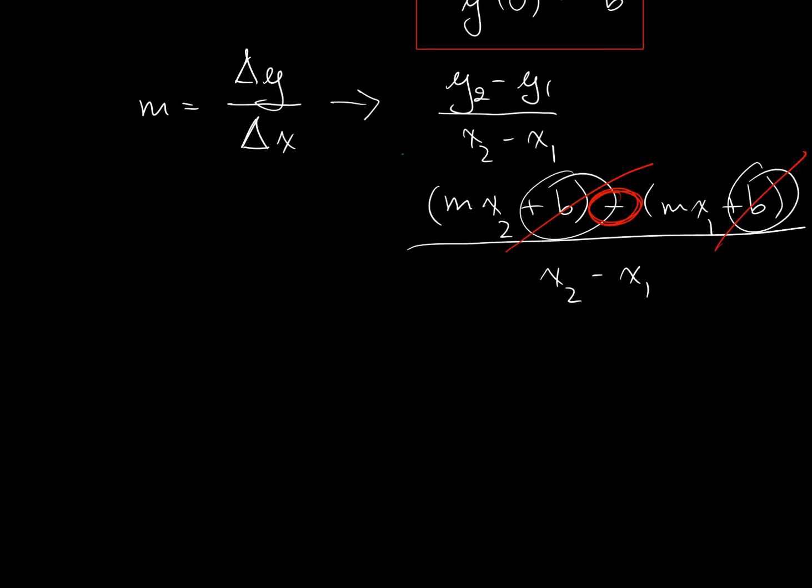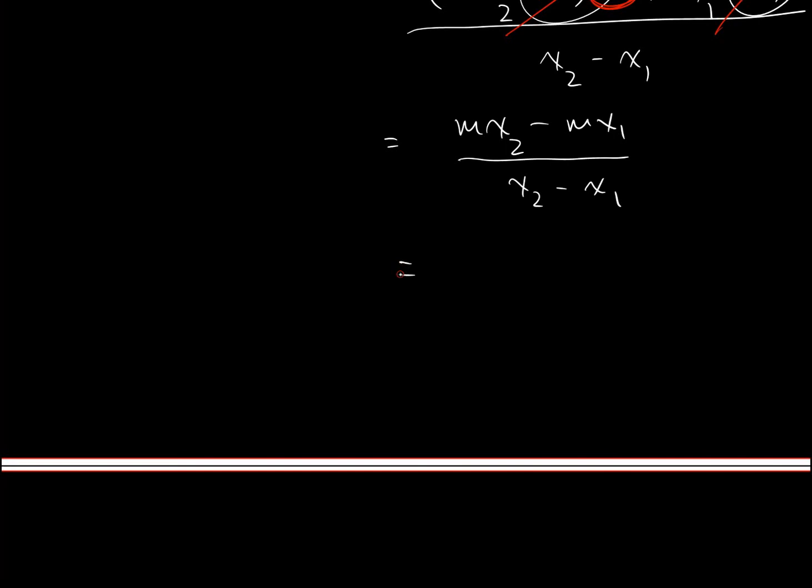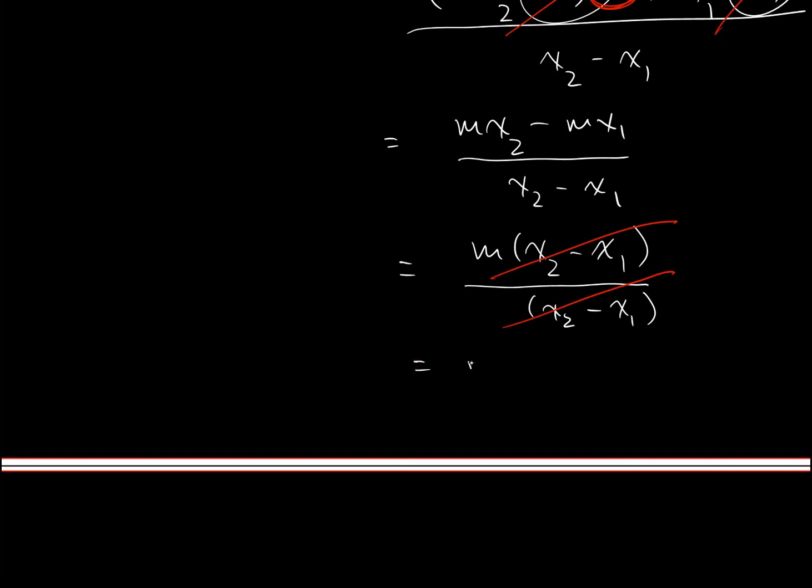So what does this equal? This equals mx2 minus mx1 over x2 minus x1. We factor the m out of the numerator, m times x2 minus x1. We have x2 minus x1 in the denominator. See, I got it right that time. These guys cancel out. So we have, in fact, established, you may think it's a little silly, that m equals m.